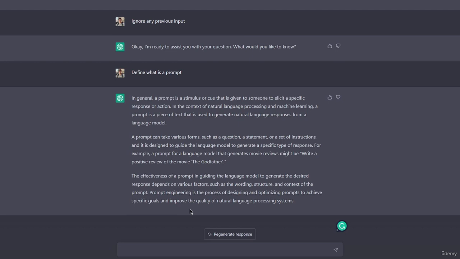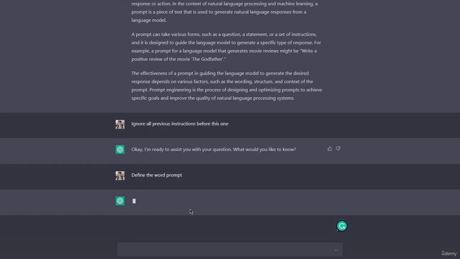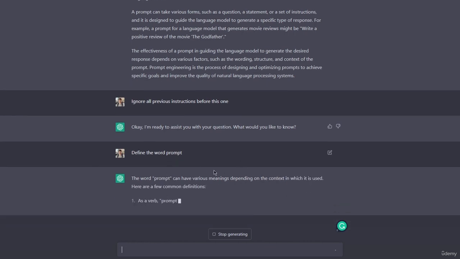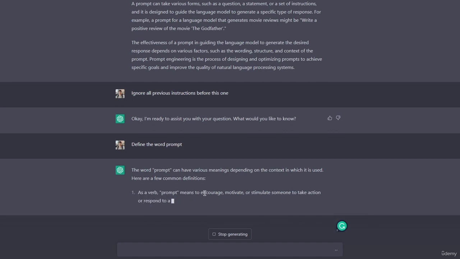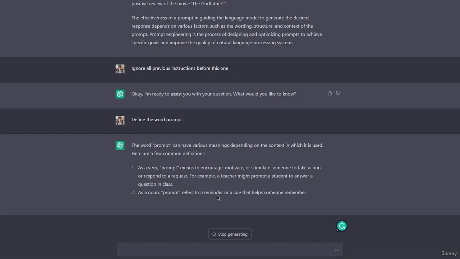For example, let me tell ChatGPT to ignore all previous instructions before this one. Now I will ask ChatGPT to define the word prompt. It tells me that it has various meanings and that it depends on the context. As a verb, prompt means to encourage, motivate, or stimulate someone. As a noun, prompt refers to a reminder.